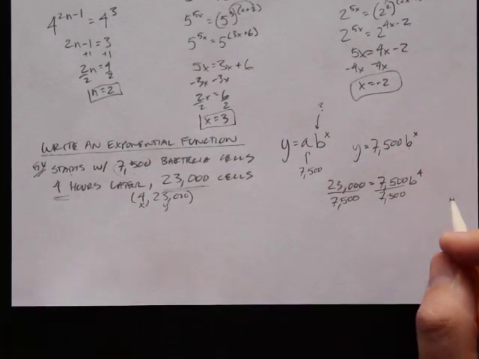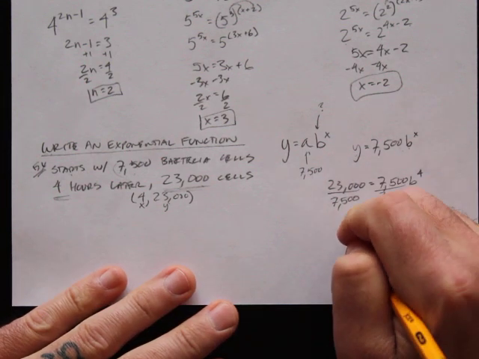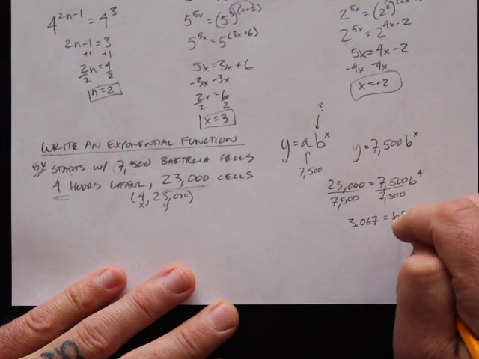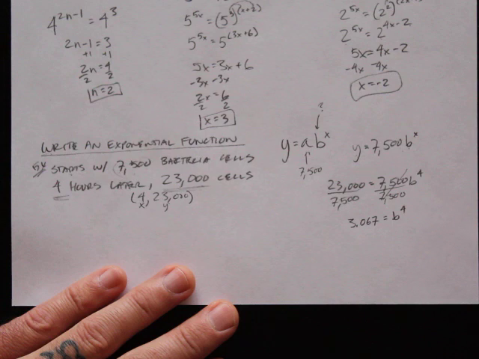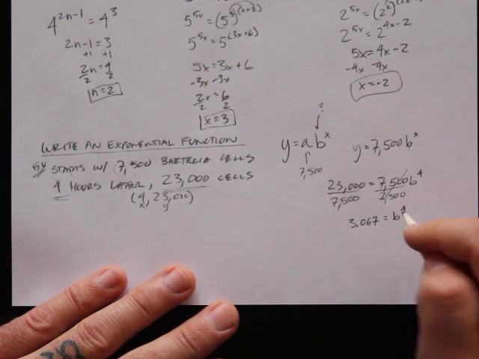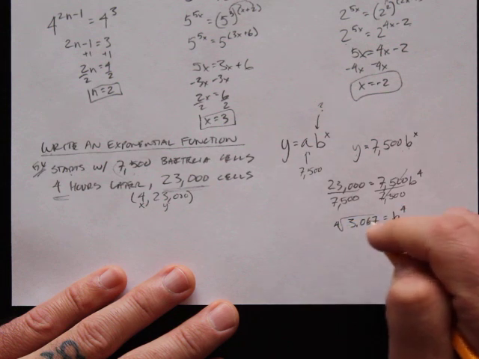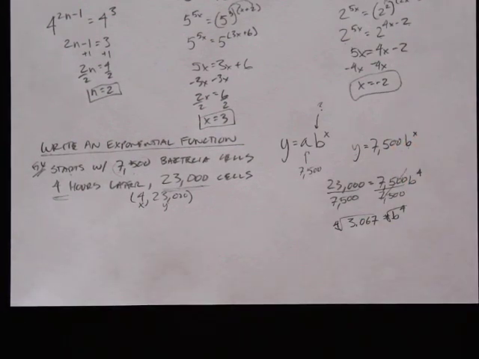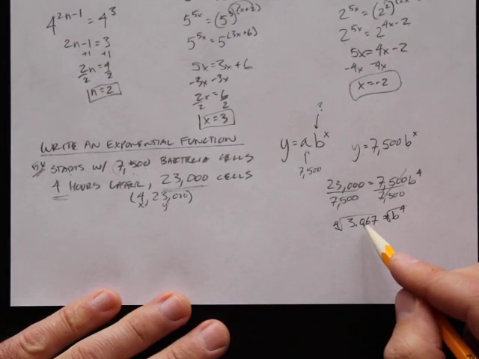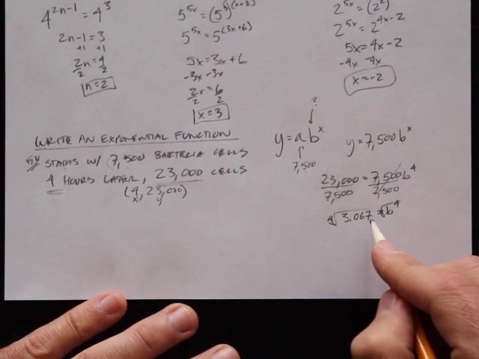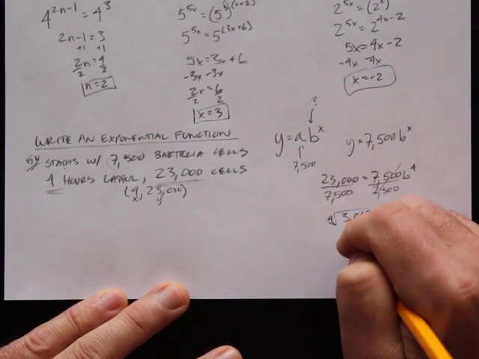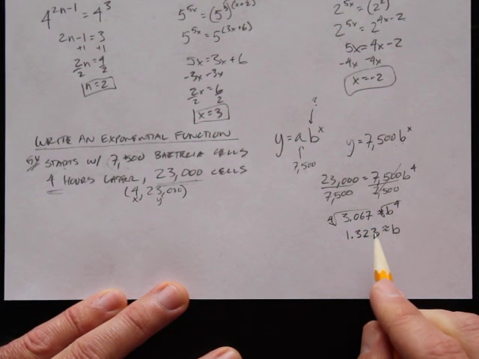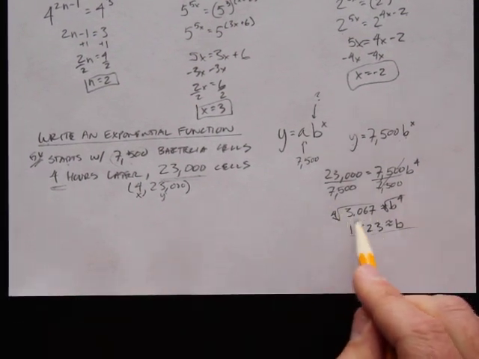And when I do that, I get this kind of nasty 3.067 equals b to the 4th, because those go away, right? So now what I need to do to get this b to the 4th to be just b is I need to take the 4th root of both sides. So when I plug the 4th root of that 3.067 into my calculator, I get 1.323 is approximately what b is. Okay, so I found b by plugging this into my calculator.